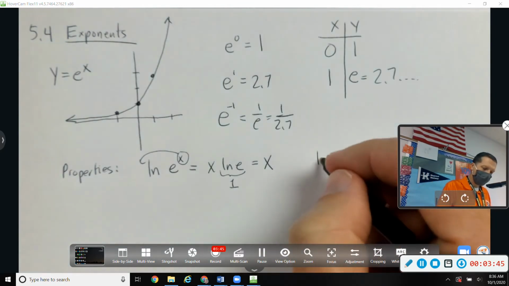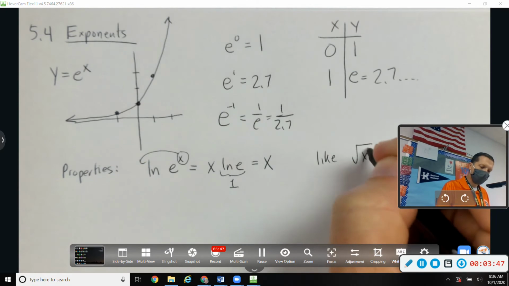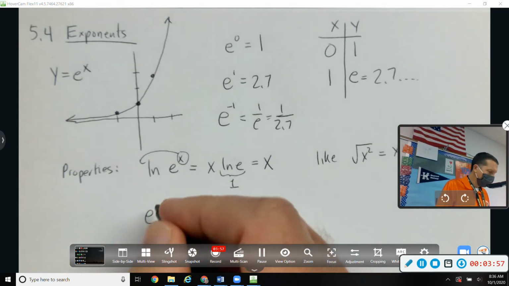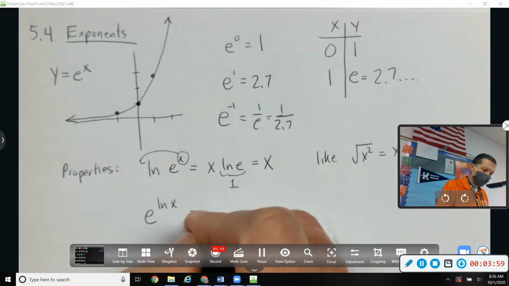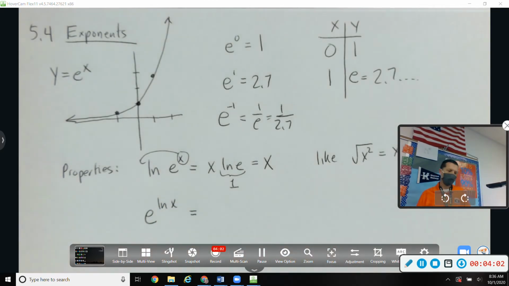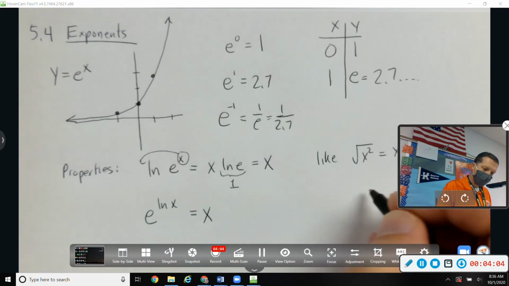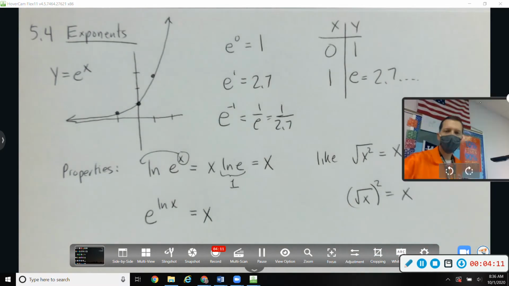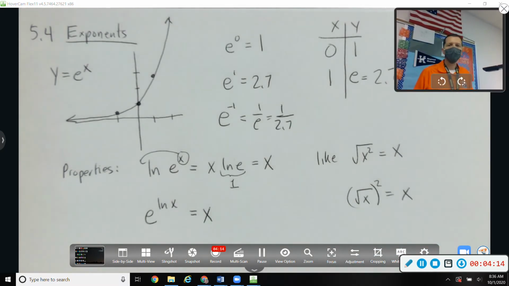It's very much like the square root of x squared, right? They just cancel each other out, and then you're back to x. So the natural log of e to the x is just x. Also, e to the natural log of x. Well, same thing. Those two things cancel each other out. That would be like squaring the square root. It doesn't matter what order you go in. They cancel each other out, and you're back to x. Algebra stuff.